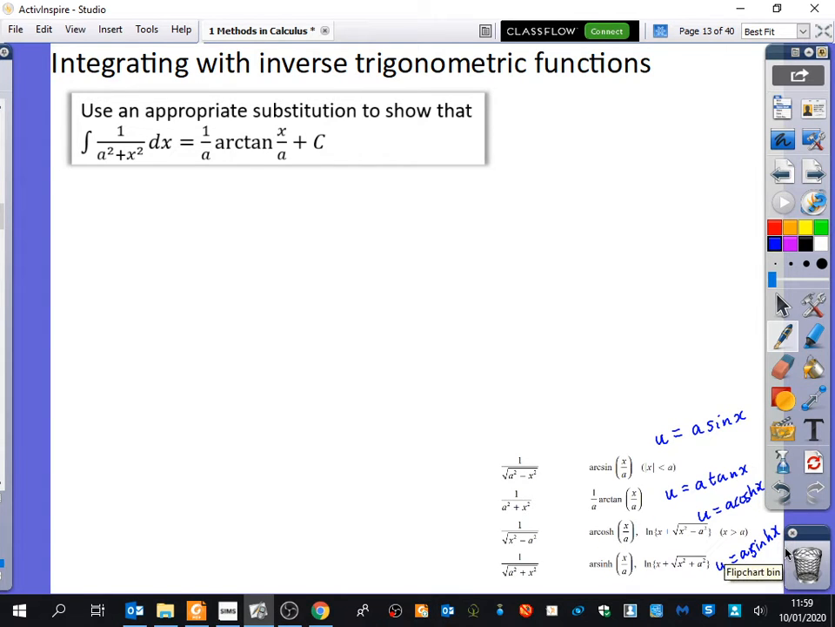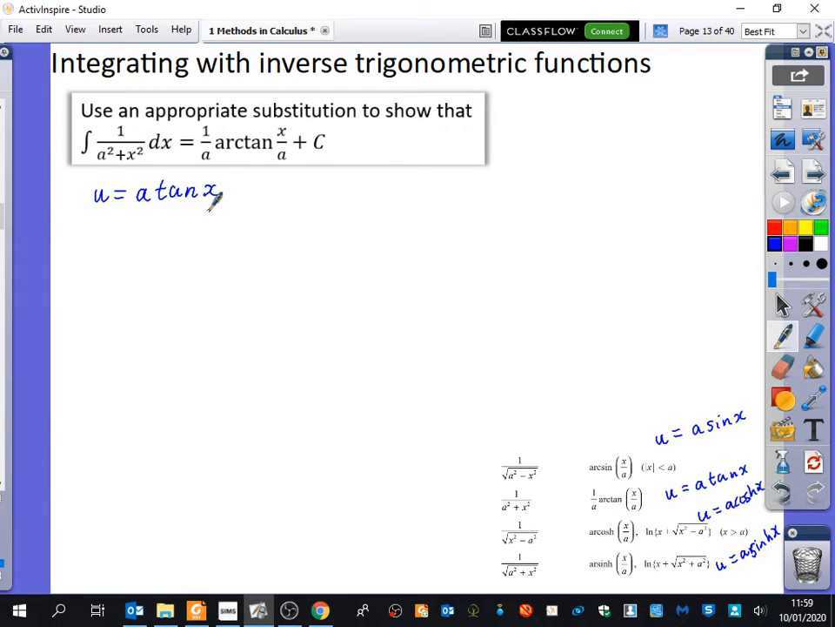That's all I'm saying at this stage. It gives you the hint of what it's going to be. And I'm going to show you why this substitution will work here. So the appropriate substitution for this bit is going to be that u is equal to a tan x. Don't worry about these bits here. We're just going to say it's a tan x.